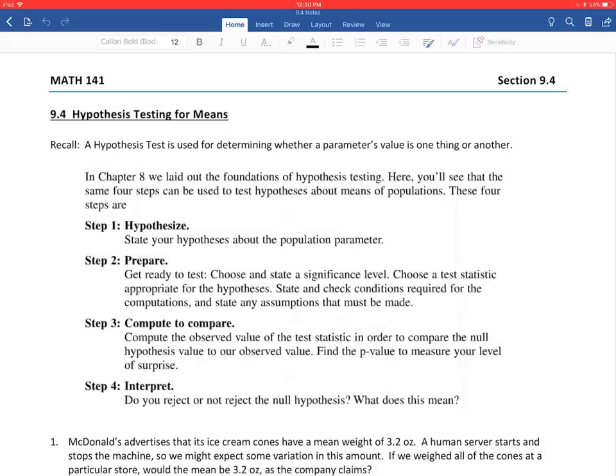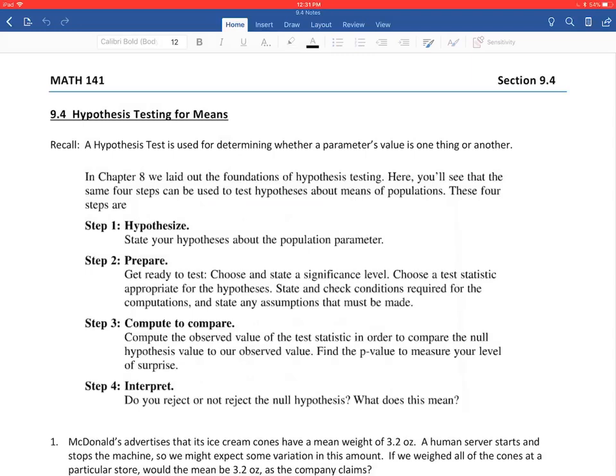Section 9.4, hypothesis testing for means. Okay, so we have already covered hypothesis testing for proportions back in chapter 7. So again, the basic structure of this is not going to change. The 4 steps are not going to change. We are just now changing where we go in StatCrunch in order to have this work appropriately for means.